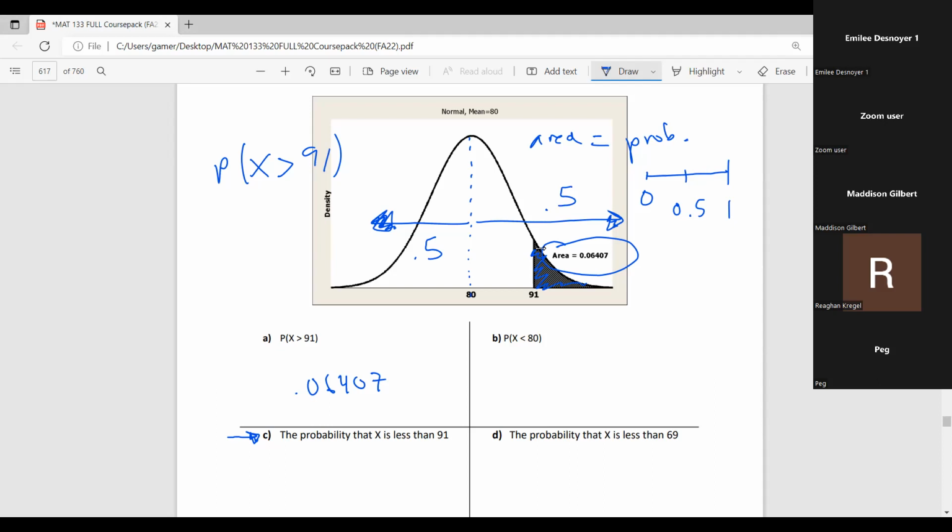Now, quick question. How far apart are these two numbers, 80 and 91? 11. How'd you get that? 91 minus 80. Okay, good. So that means this distance is 11. Now, if I go 11 below the mean, what am I going to get? 80 minus 11. My calculator is going to say 69. Y'all with me on that?